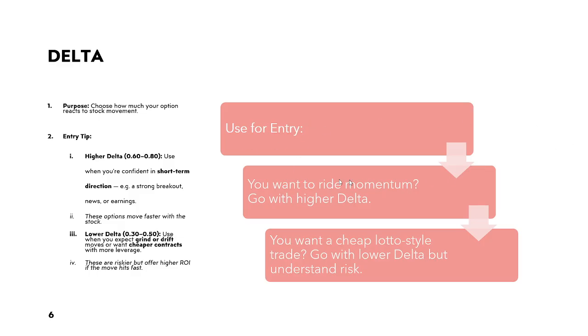So to go along with that, if you want to ride the momentum, go with a higher delta. If you want a really cheap lotto style trade, go with a lower delta, but you need to understand the risk.